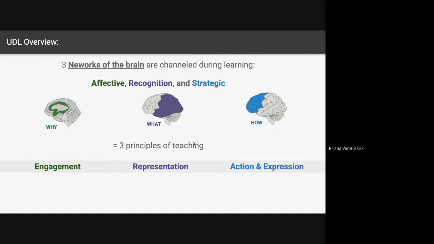So as a teacher, it's important to channel these 3 learning networks, and you want to do that by multiple means of engagement. So different ways of getting students excited about the work, because some things may excite a student more than another. So you're channeling different ways to engage your student.